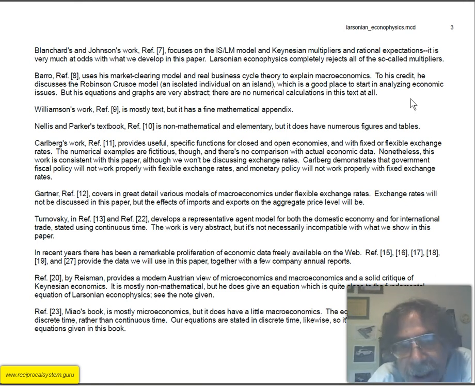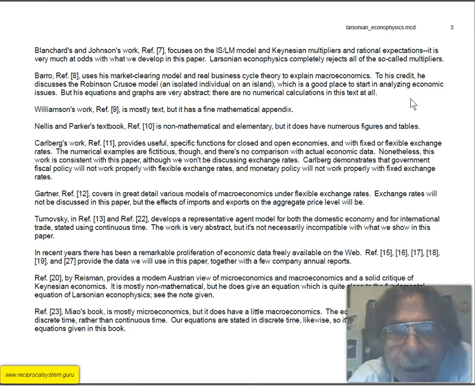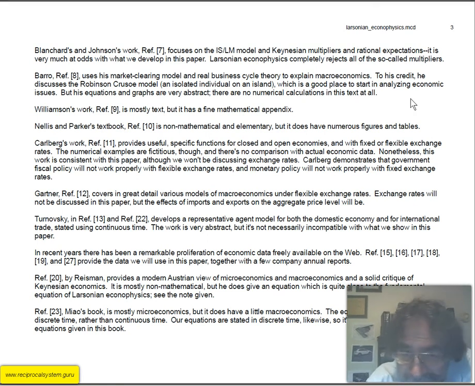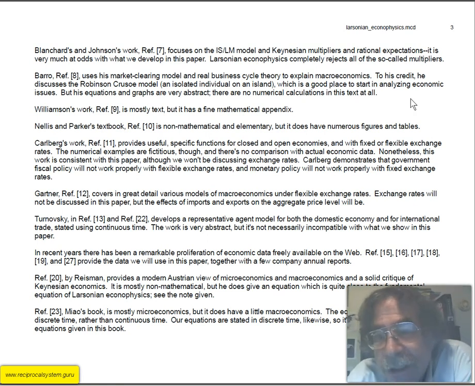Barrow, reference 8, uses his market clearing model and real business cycle theory to explain macroeconomics. To his credit, he discusses the Robinson Crusoe model, an isolated individual on an island, which is a good place to start in analyzing economic issues. But his equations and graphs are very abstract, and this kind of cracks me up. There are no numerical calculations in this text at all. Williamson's work, reference 9, is mostly text, but it has a fine mathematical appendix. Nellis and Parker's textbook, reference 10, is really totally non-mathematical and elementary, but it does have numerous figures and tables.